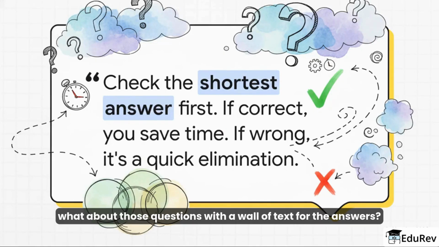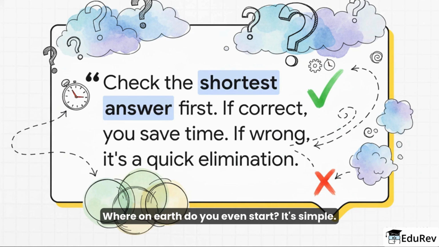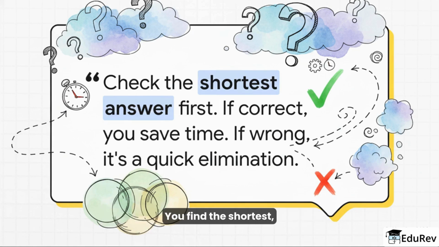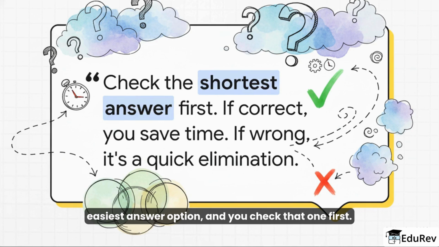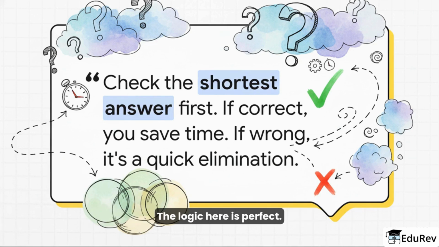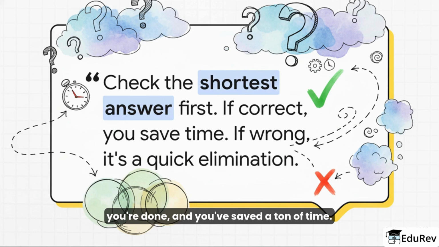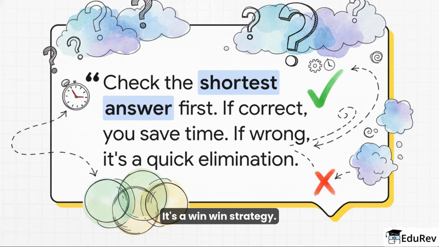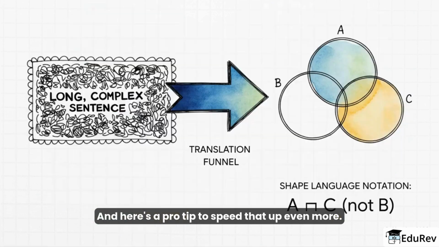Okay, what about those questions with a wall of text for the answers? Where on earth do you even start? It's simple. You find the shortest, easiest answer option, and you check that one first. The logic here is perfect. If it's right, boom, you're done, and you saved a ton of time. And if it's wrong, it was a super quick elimination. It's a win-win strategy.